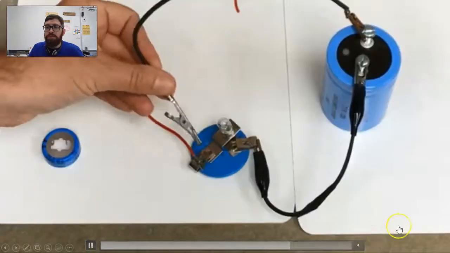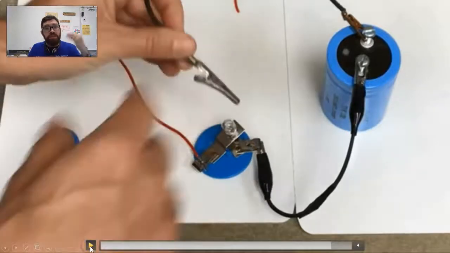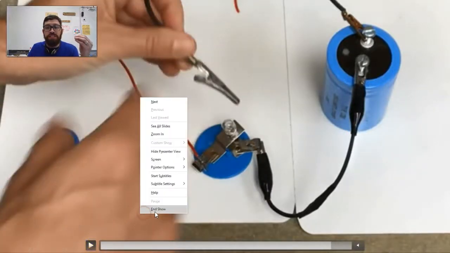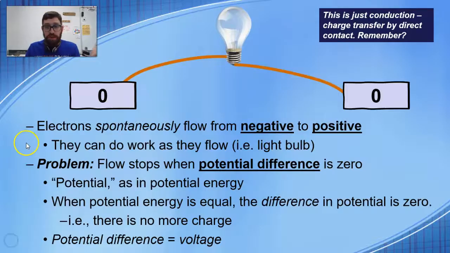Here's another example that happens much quicker. It's a smaller capacitor. The light bulb lights up but very quickly goes out as soon as the potential difference is equal. So again, all that was meant to illustrate is that this flow stops, right?